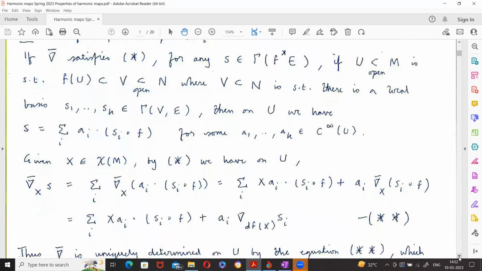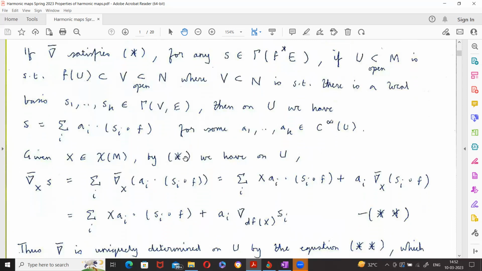Now if I take a vector field X on M, then by the compatibility condition, on U, I can write nabla bar X of S as, by linearity, the sum over i of nabla bar X of A_i times S_i composed with F. Because this is a connection, by the Leibniz rule, it will act on the function A_i as X A_i, times S_i composed with F, plus A_i times nabla bar X of S_i composed with F. Now by the compatibility condition, this second term, nabla bar X of S_i composed with F, is nothing but nabla df X applied to S_i. Is this clear? Yes.